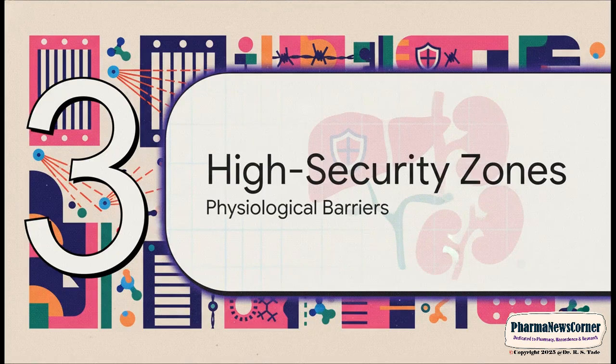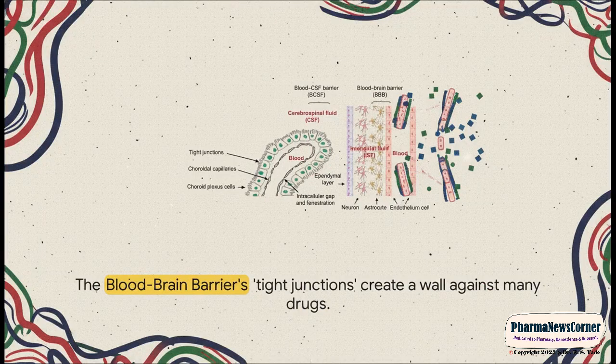All right, but some parts of the body are like high-security zones, real VIP areas. They have these extra physiological barriers that are super selective about what they let in, acting like tightly controlled checkpoints. And the most famous one, of course, is the blood-brain barrier, or the BBB. The cells here are fused together by what we call tight junctions. They form this nearly solid wall that protects our central nervous system. This means only very specific, usually very fat-soluble drugs can get a pass to enter the brain.